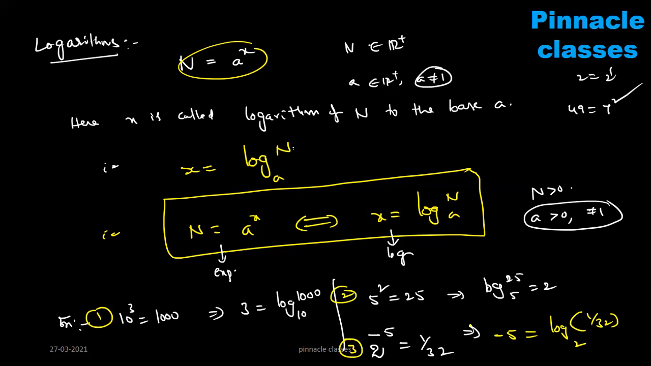Sir, I didn't get it. Let's see. Every positive real number, you can express in exponential form, a power x like this. Example 49. How to write? 7 square. Like that. See, n means any positive real number. a means positive real number, but not equal to 1. Here x is called the logarithm of n to the base a. Means this one you can write in this format.